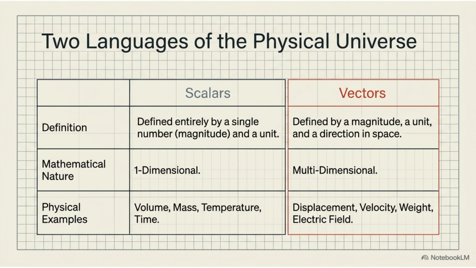Suppose two people push a box. One pushes with 50 newtons toward the east, and the other pushes with 50 newtons toward the west. The forces have the same magnitude, but opposite directions. As a result, the total force becomes zero. Direction completely changes the outcome.